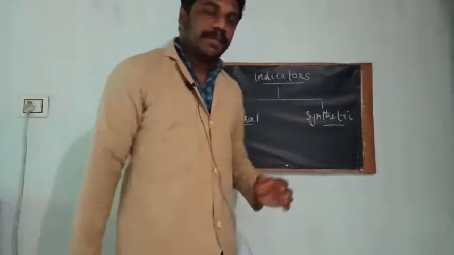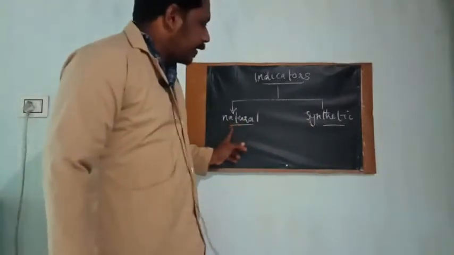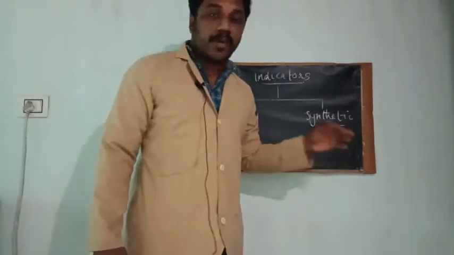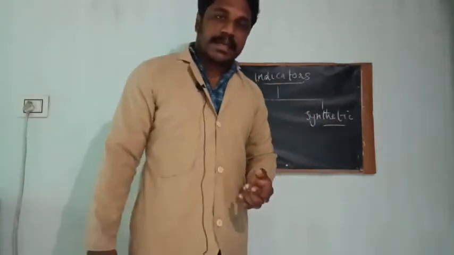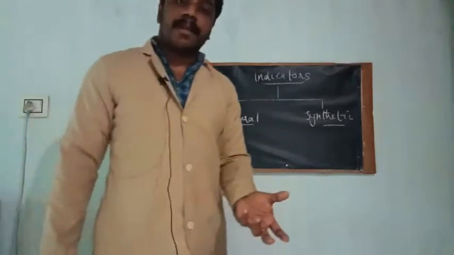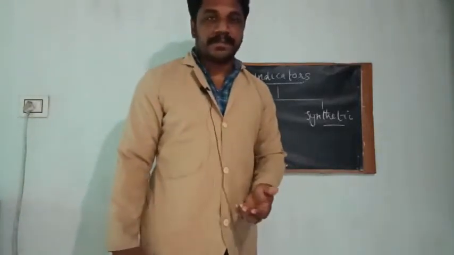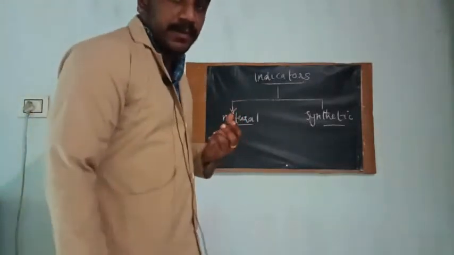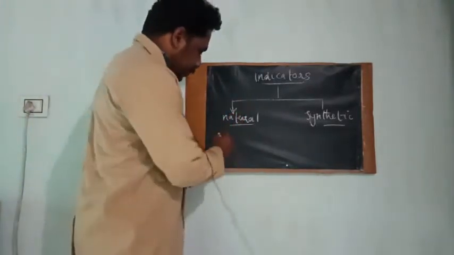There are two types of indicators. First one is natural indicator, and second one is synthetic indicators. What are natural indicators? Indicators prepared from natural substances. Okay, and let us discuss what are the examples for natural indicators.